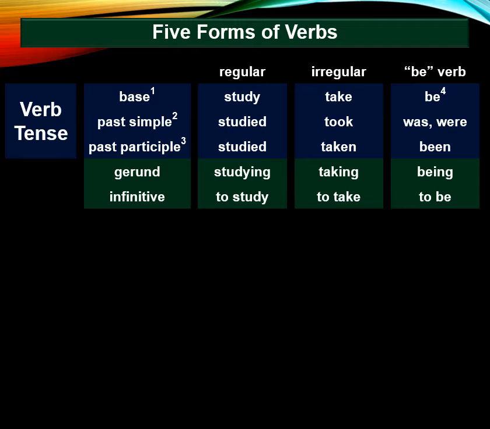And then there's the be verb. Of course, the be verb is always different. The past simple has 2 forms, was and were, and been, being, and to be.